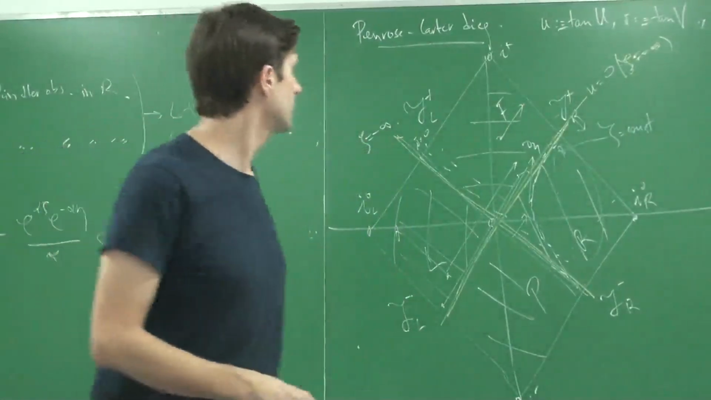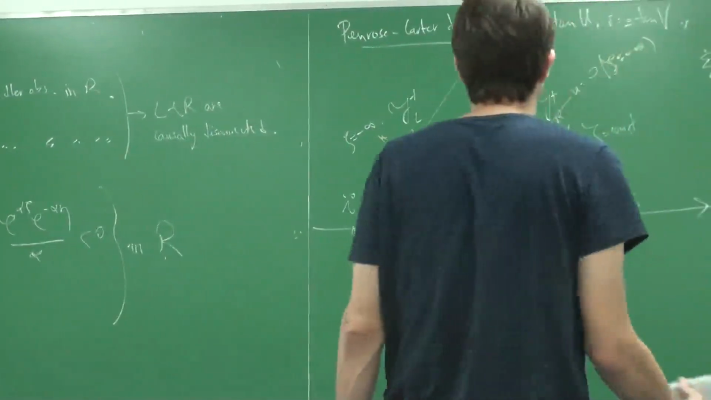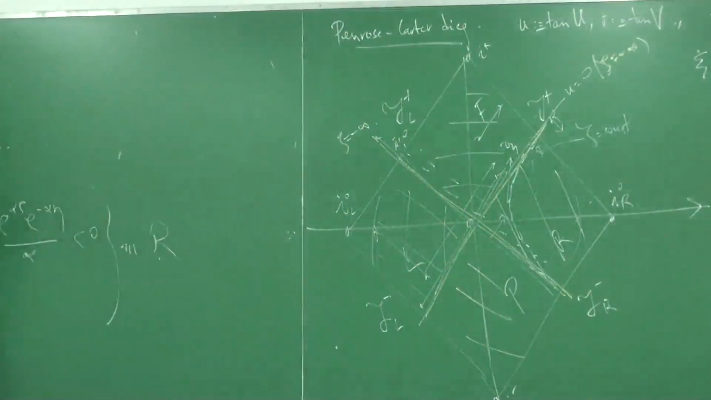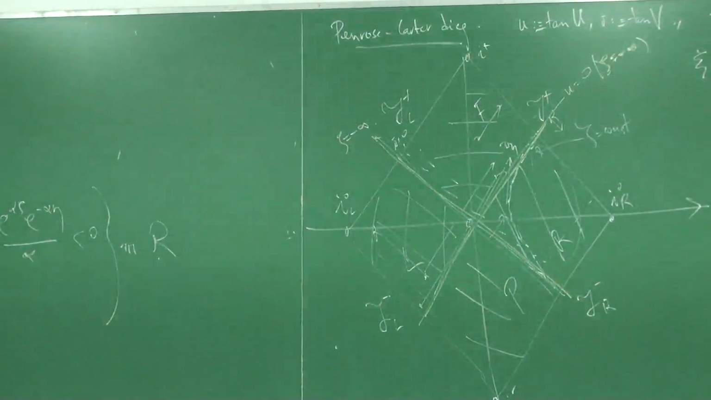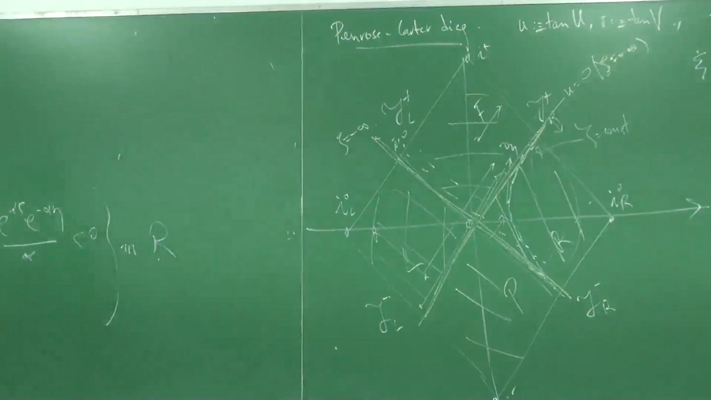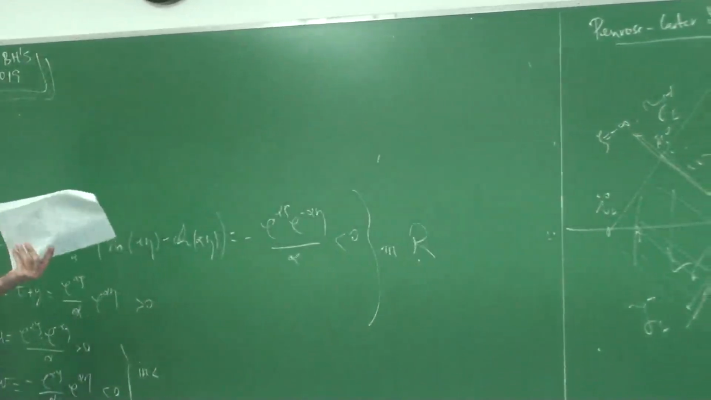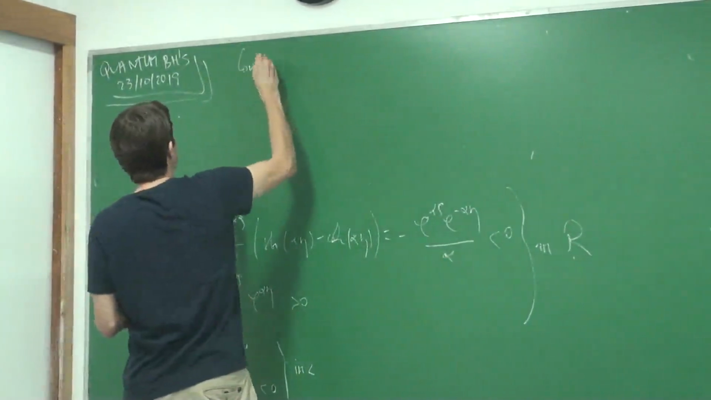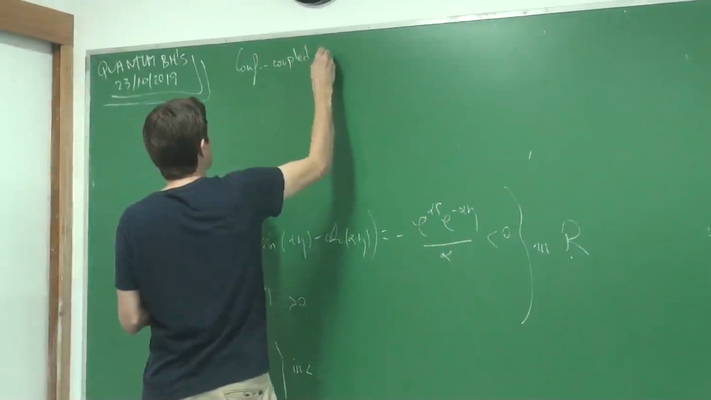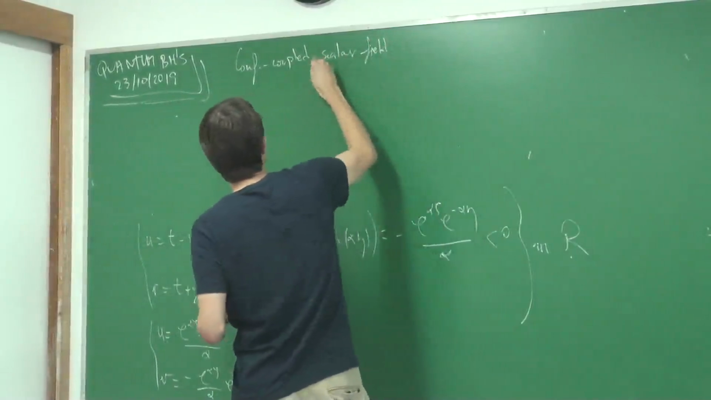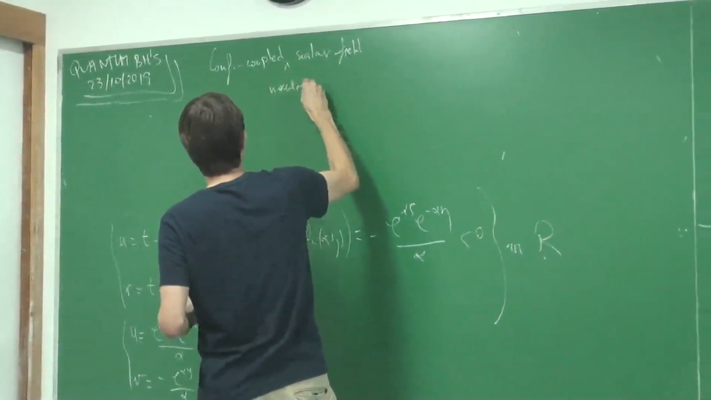So let's look at the classical field. I'm going to keep this Penrose diagram here. So this is the Rindler observer. This is the geometry. Now let's put a field on this: a conformally coupled scalar field, massless, and real.